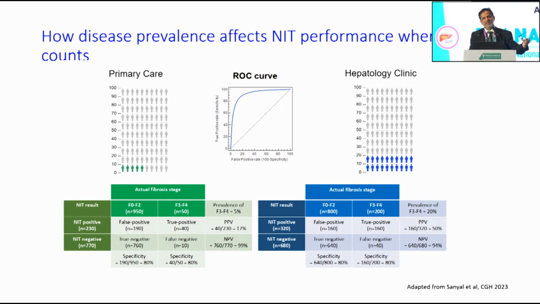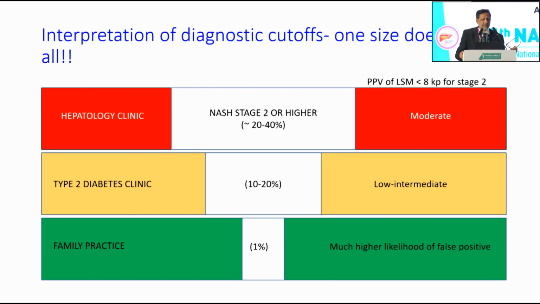This is probably the single most important take-home message from my entire talk today. It is exemplified in a different way here, where we look at advanced fibrosis. Population studies show that advanced fibrosis is present in 1% of the general population, which is like a family practice population. In a diabetes clinic, it's more enriched, 10 to 20%.